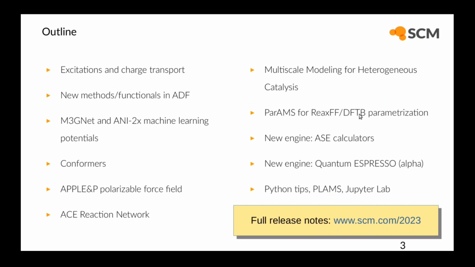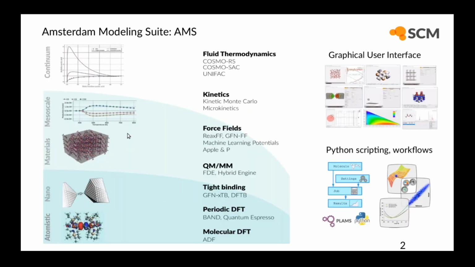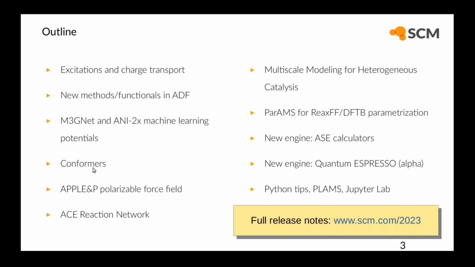Here are some of the new features that I'll briefly mention in rapid succession. There are some new features for excitations and charge transport, new methods or functionals in ADF. There's the M3GNet machine learning potential that's new, and together with the ANI-2x, which is not new for this release, we now have two of these quite broadly applicable machine learning potentials, so they can be used to great effect. There are news in the conformers that I mentioned. There's the AMP polarizable force field for electrolytes and polymers.